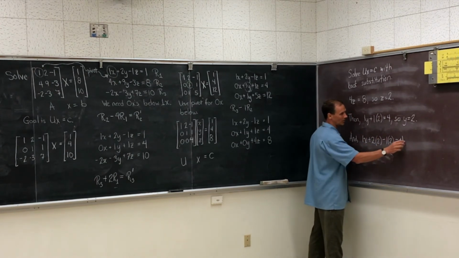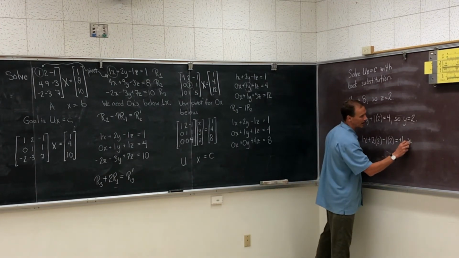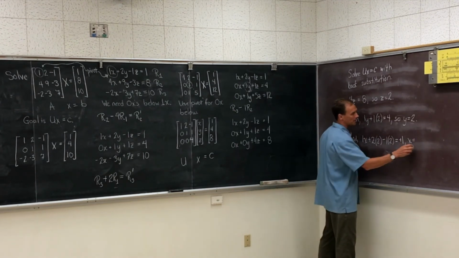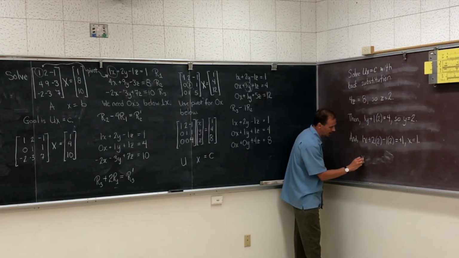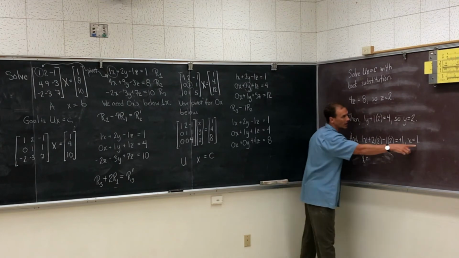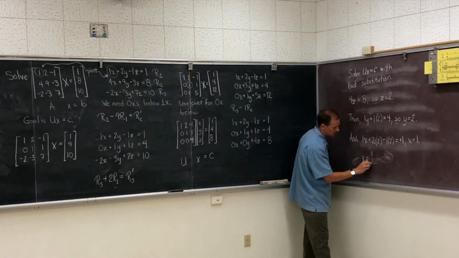And so what can we say? We can say that lowercase, the scalar x, is 1. And there we have it. The vector x is x, y, z. It's 1, 2, 2.